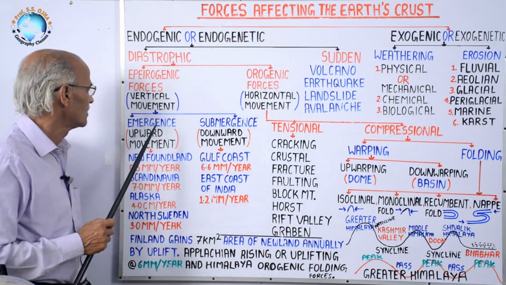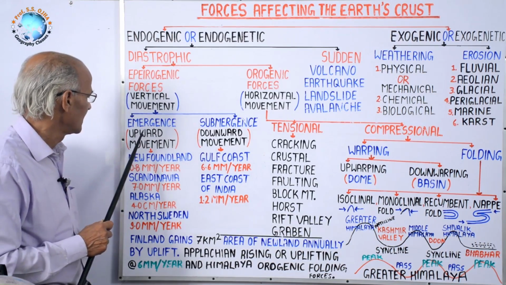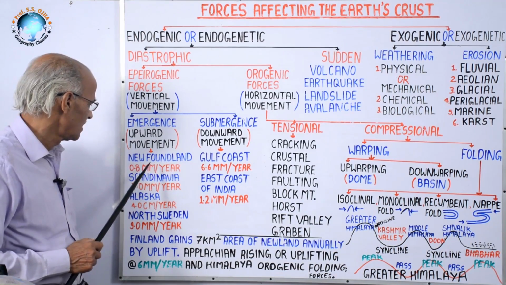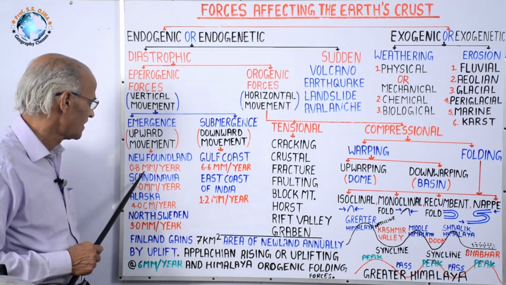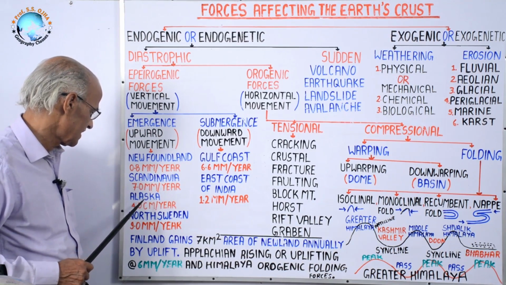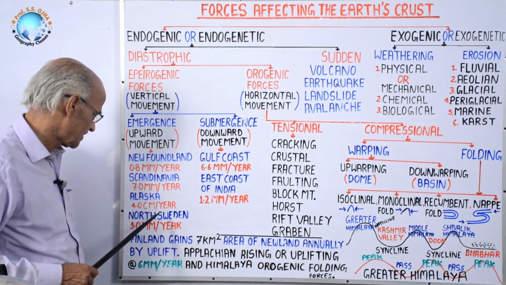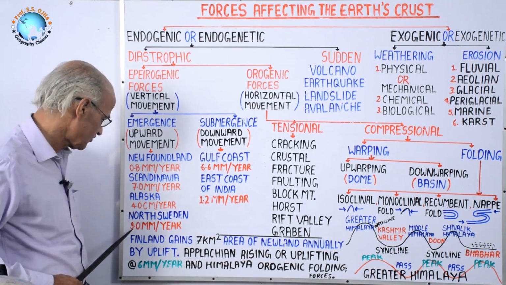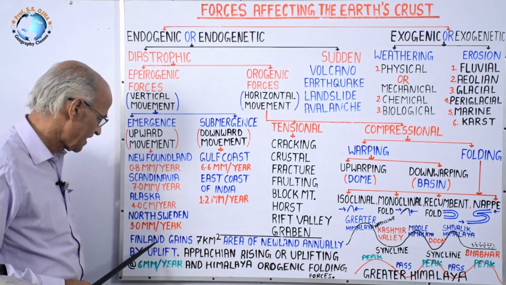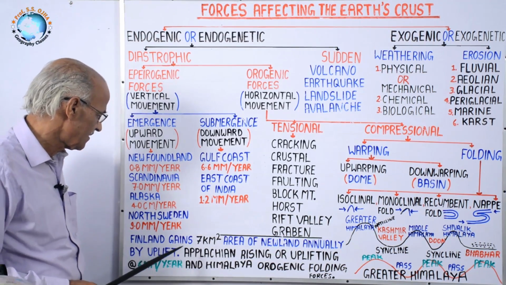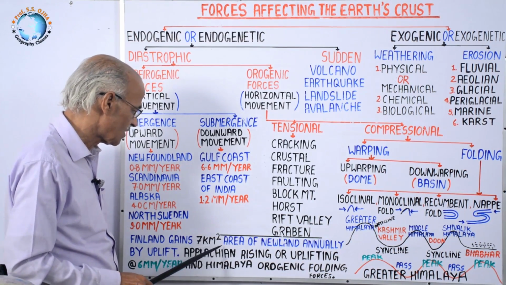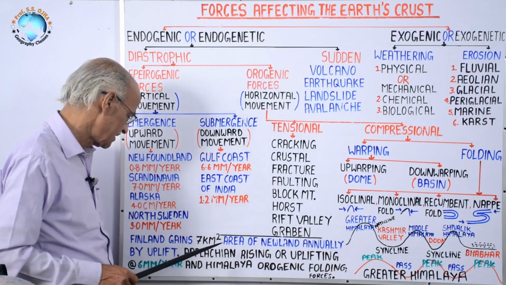Now you should give examples of emergence. Here you are seeing that Newfoundland is emerging at the rate of 0.8 mm per year, Scandinavia 7 mm, Alaska 4 cm per year, and North Sweden is also rising at 9 mm per year. Finland is also rising per year and getting 7 km square of area each year.